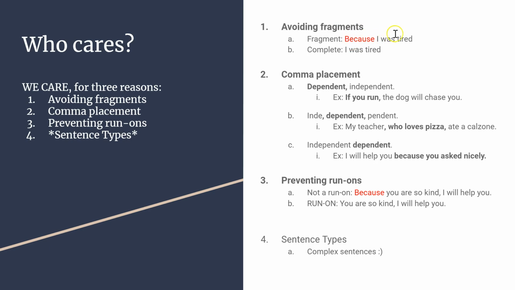You wouldn't want to write "because I was tired" as a complete sentence because that's actually a fragment. Dependent clauses are fragments. We also care because dependent clauses affect whether you can put a comma in a spot or not. For example, if you put the dependent clause first and then follow with an independent one, we almost always put a comma in between. For example, if you run, comma, the dog will chase you. So again, if the dependent clause comes first, we almost always put a comma after that introductory clause.